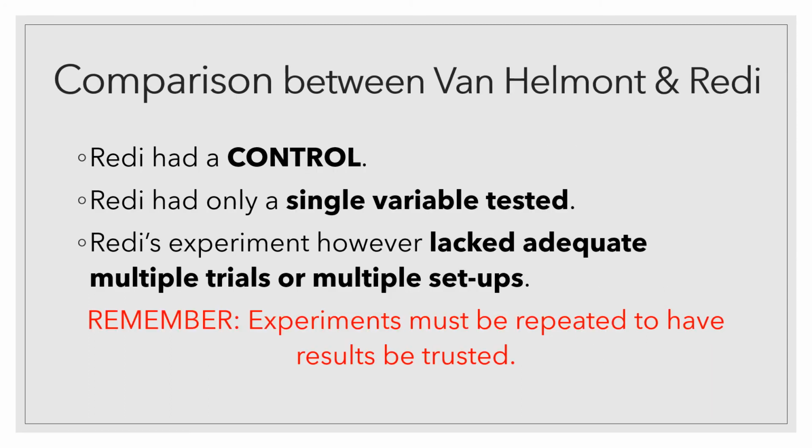So let's compare between Van Helmont and Redi. Redi had a group to compare his experimental results to, while Van Helmont did not. Redi had only a single variable tested. Redi's experiment, however, lacked adequate multiple trials or multiple setups. Remember, experiment must be repeated in order to have the results be trusted.